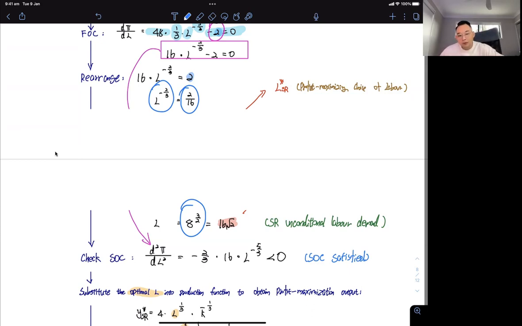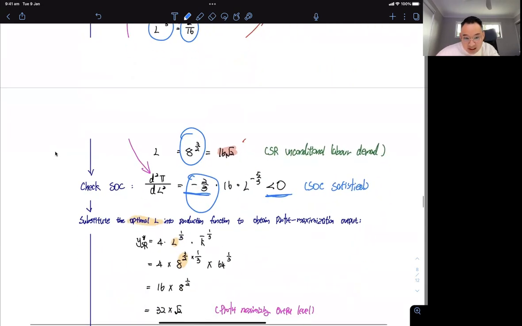Next thing, obviously, is checking the second order condition. This will equal the previous equation, which is 16 times L to the power of minus 2/3 minus 2. Then we take the first derivative again. The second derivative of the profit with respect to L equals minus 2/3, putting it to the front, times 16 times L to the power of minus 5/3. Again, minus 2/3 is smaller than 0. So therefore, the second order condition is satisfied.